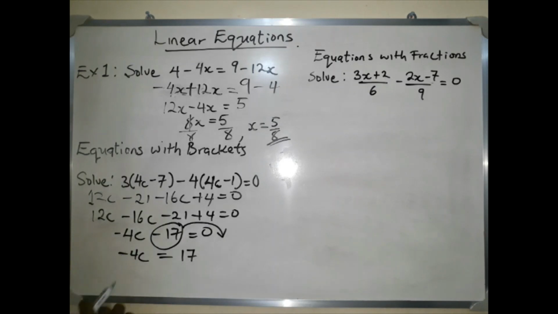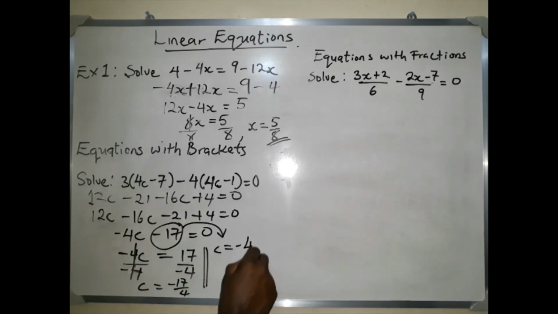Now we want to find the value of c. To get the value of the unknown, we want to divide both sides by minus 4. Minus 4 will cancel minus 4, which will give us c is equal to 17 all over minus 4, which gives minus 17 all over 4. Like we know, this is what we call an improper fraction, so we have to convert it to a mixed number. So c is equal to minus 4 whole number 1 all over 4.